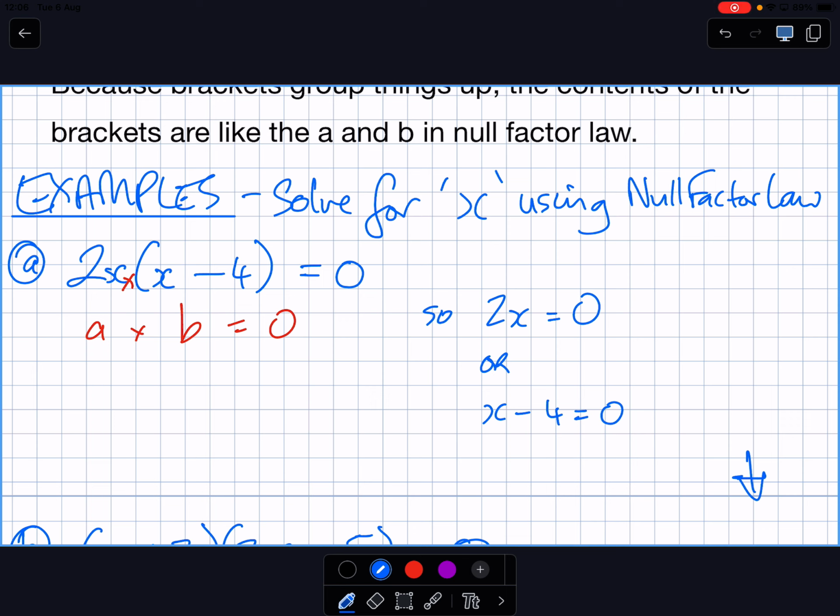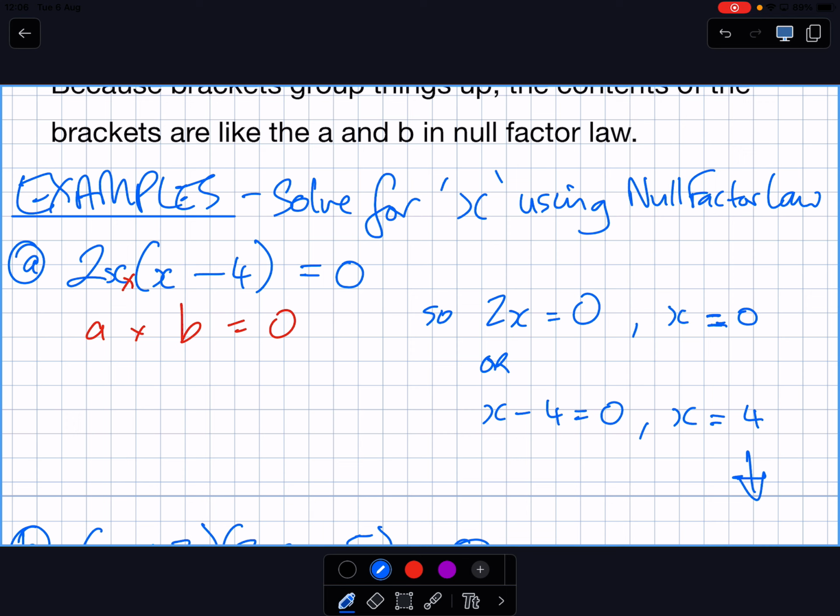What's this 2 doing to x here? Timesing by 2. What's the opposite of timesing by 2? Dividing by 2. If I divide 0 by 2, x is still going to be 0. So that is one of my answers. x could be 0. But here, what's the opposite of taking 4 from something? So what could x be here? 4. So again, if that annoys you that we have multiple answers, that's okay. It's not going to change anything. There's multiple answers here.